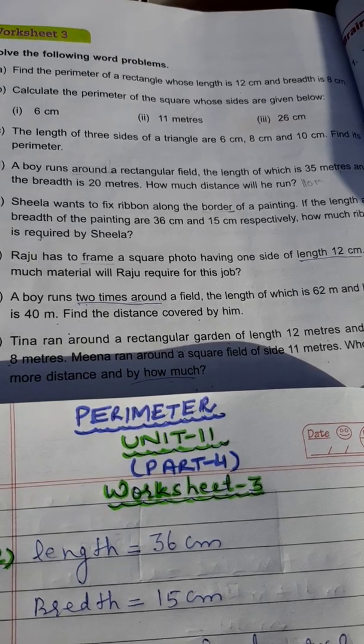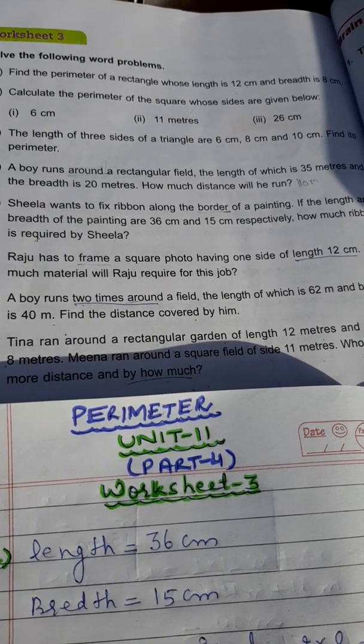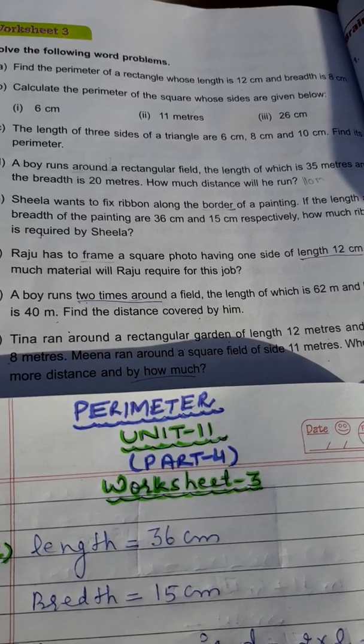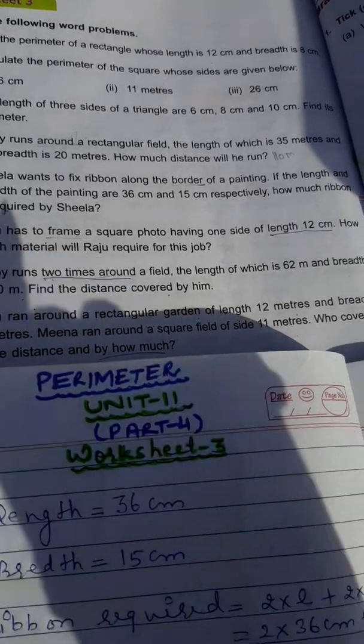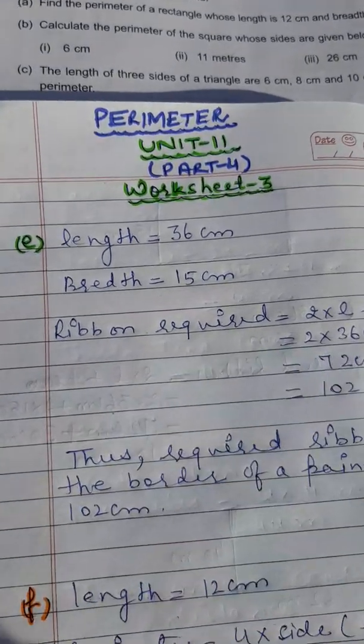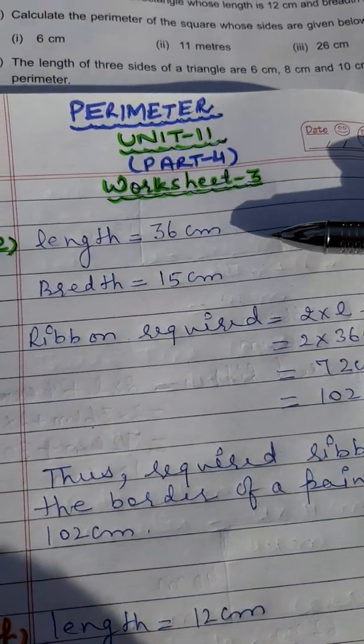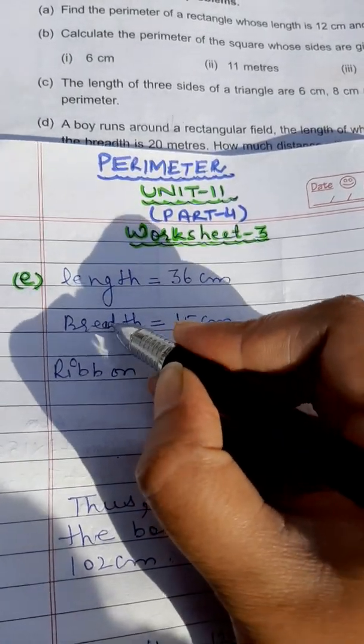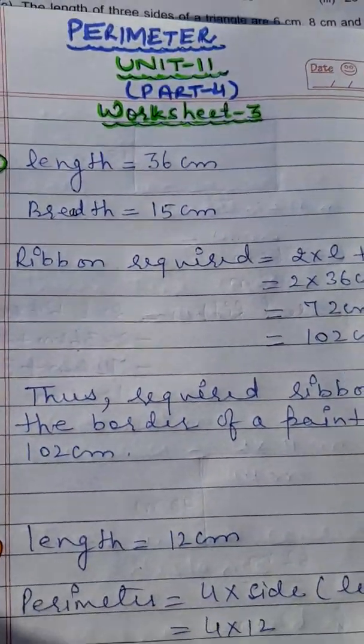So students, to find out how much ribbon is required by Sheila, we need to find the perimeter of this painting. Because the length and breadth of this painting are given, we have to find the perimeter of the rectangle. So write: the length is equal to 36 centimeter, breadth is equal to 15 centimeter.